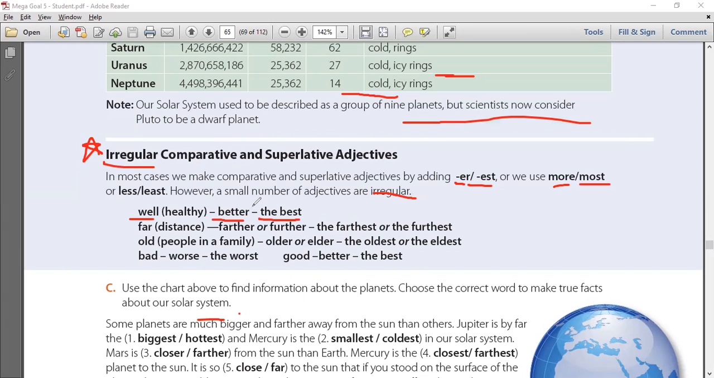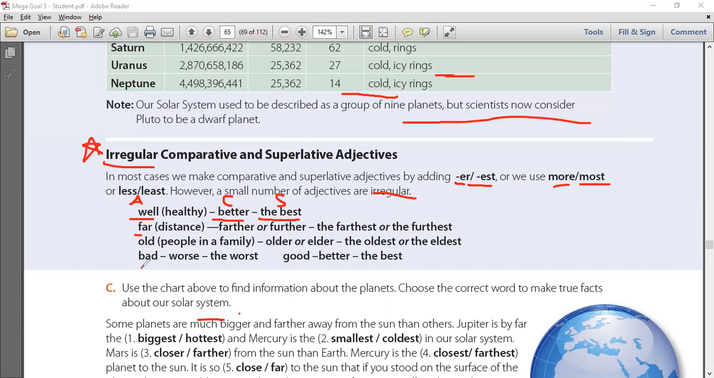So here you can write, here is the adjective, and here the comparative form of this adjective, and here is the superlative form of this adjective. It's irregular, you see, because it's not derived from the same adjective. No, it's changed to better and the best. Also, we have far, which means distance, farther or further. This is the comparative form, while the superlative form is the farthest or the furthest. Old, people in a family. This is the adjective. The comparative form of old is older or elder, and the oldest or the eldest.